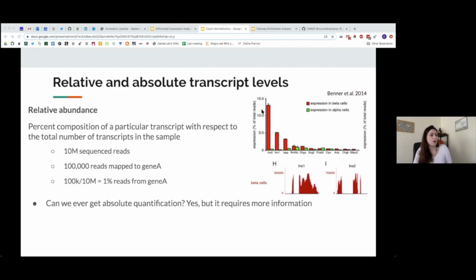All right, so one thing you guys also asked me was, can we ever get absolute quantification? I know that 12% of my sample is insulin 2, but can I actually know how many molecules of insulin 2 are present inside a beta cell? And the answer is yes, you can, but it will require a lot more information, and it can't be done with just the simple RNA-seq experiments that we've been talking about.